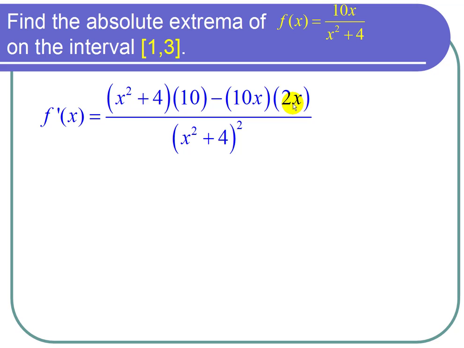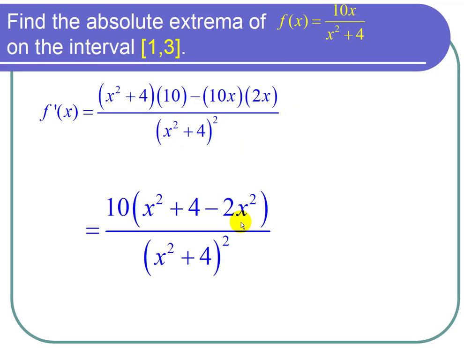So now I can factor out a 10 because I have a 10 in both terms. And I get 10 times x squared plus 4 minus 2x squared on the top. And then I can combine like terms, and I can also pull out a negative sign. And I get negative 10 times x squared minus 4.